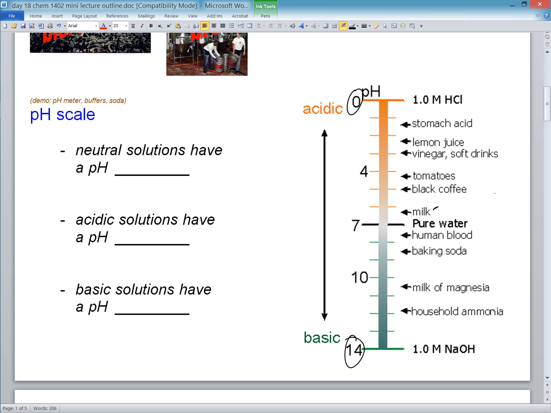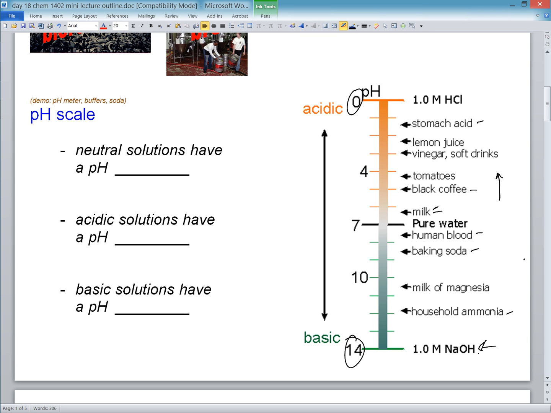Is this getting more acidic as I go up? Yeah, it's weird. The smaller the pH number, the more acidic it is. So black coffee is a little more acidic than milk. Stomach acid's way up here. Start getting into basic stuff like baking soda, blood. Ammonia way down there. 1 molar NaOH like we used in the lab.